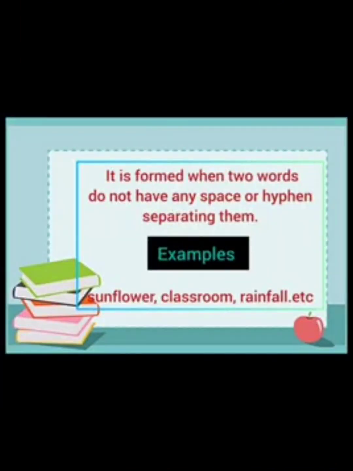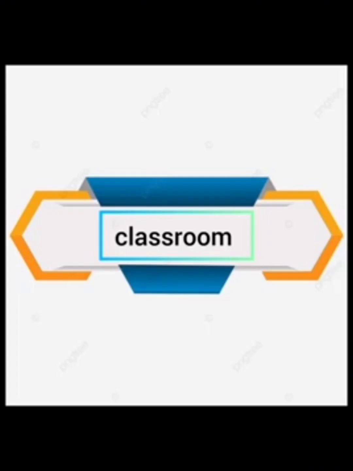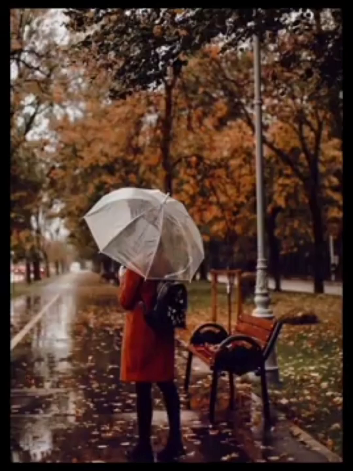The next one is closed or solid compound nouns. It is formed when two words do not have any space or hyphen separating them. For example, sunflower, classroom, rainfall, etc. These are compound words, but they do not have any space or hyphen between them.